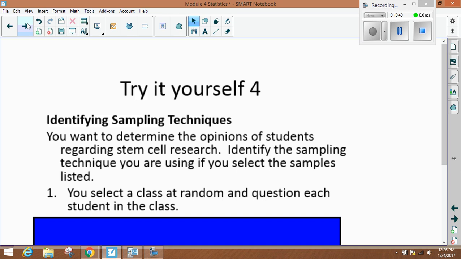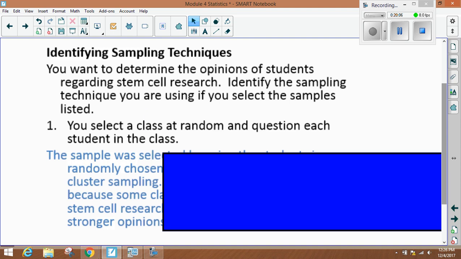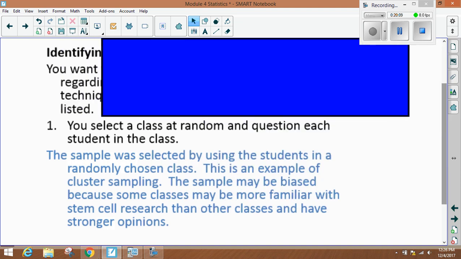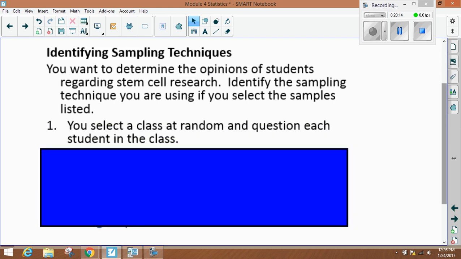Okay, let's try it ourselves. You select a class at random and question each student in the class. What type of sample is that? Good. This is one we just spoke about, which is cluster sample. It's a cluster sample, especially if I wanted to know information about everyone at Cleveland, and that class had a good mixture of freshmen, sophomores, juniors, and seniors in it. That would be a great representative cluster to use to represent the entire population at Cleveland High School.